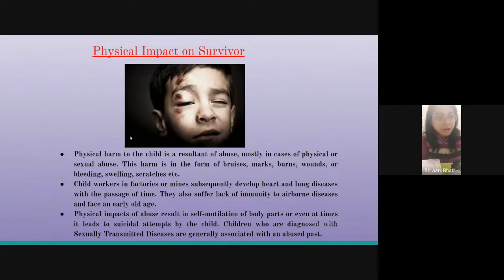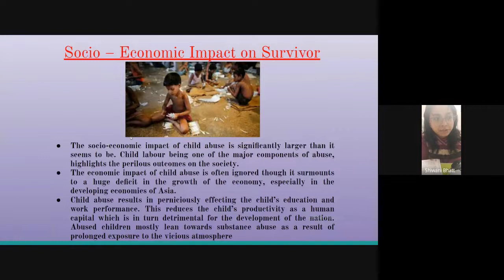Children who are diagnosed with sexually transmitted diseases are generally associated with an abused past. And the third one is psychoeconomic impact. The psychoeconomic impact of child abuse is significantly larger than it seems to be. Child labor, being one of the major components of abuse, highlights the perilous outcomes on the society.